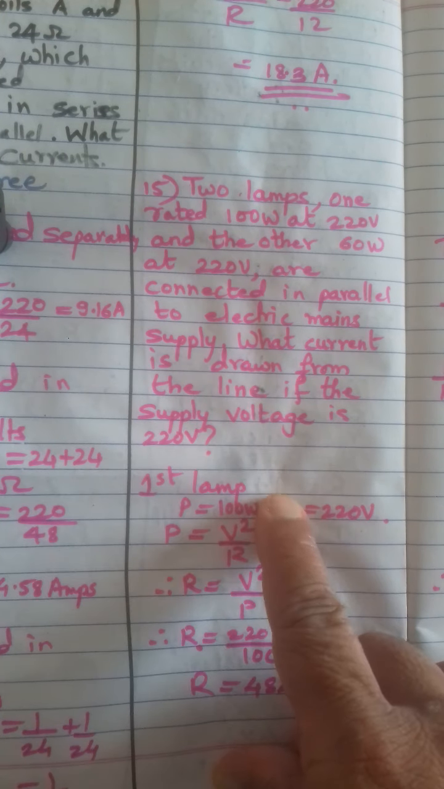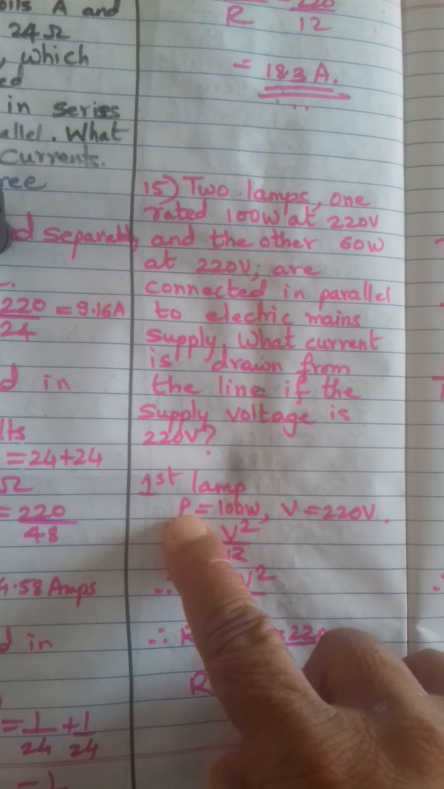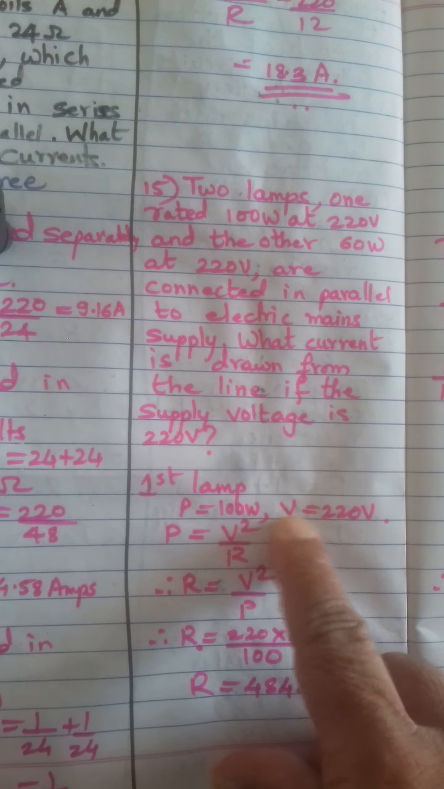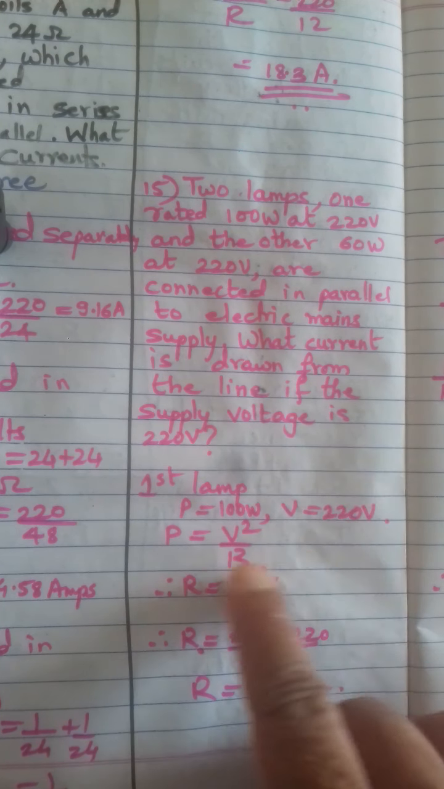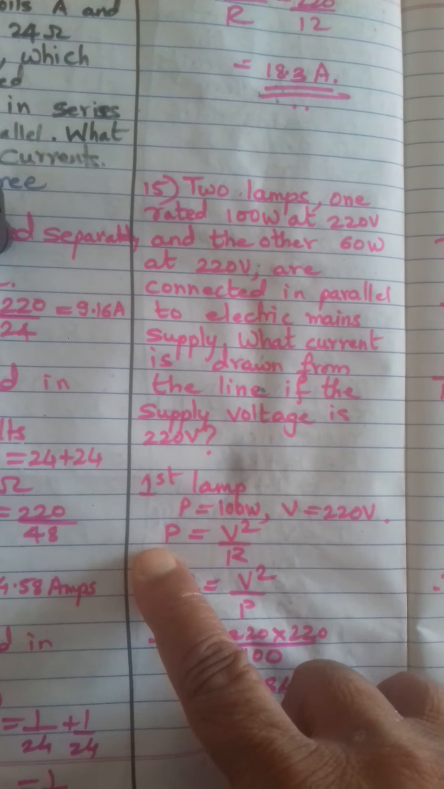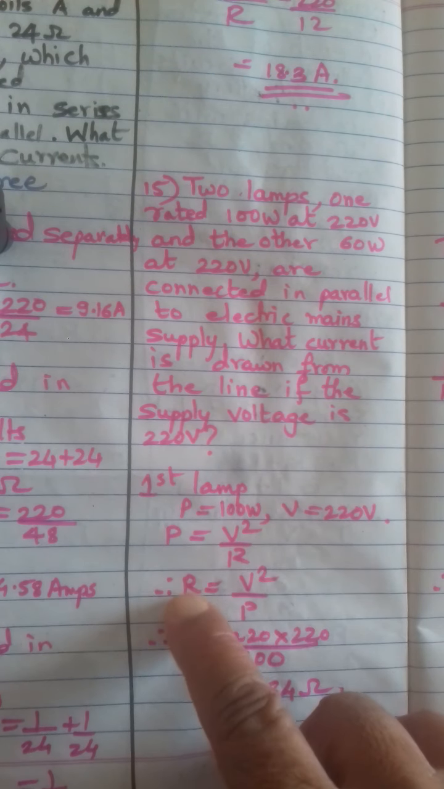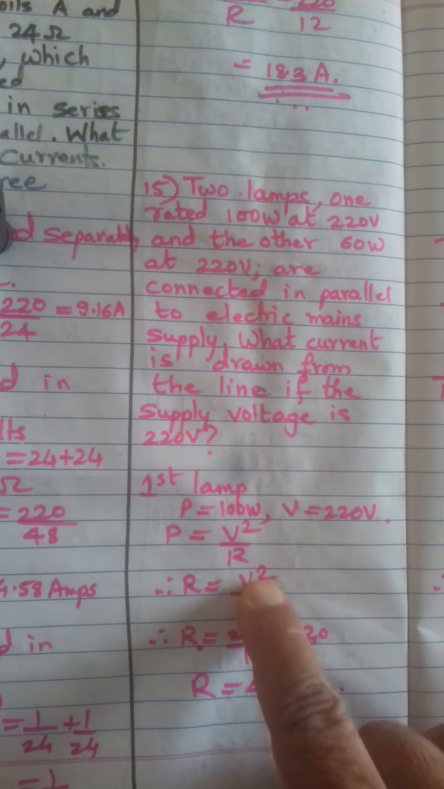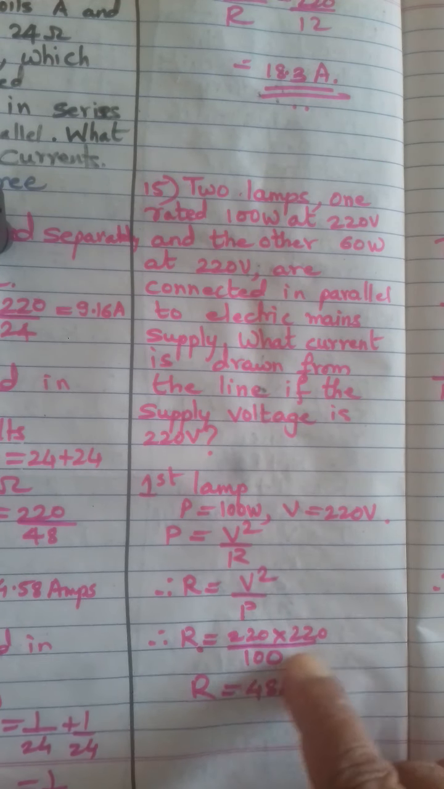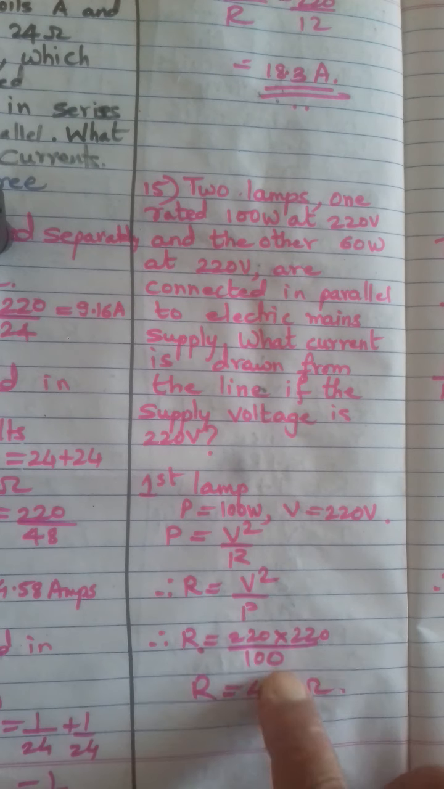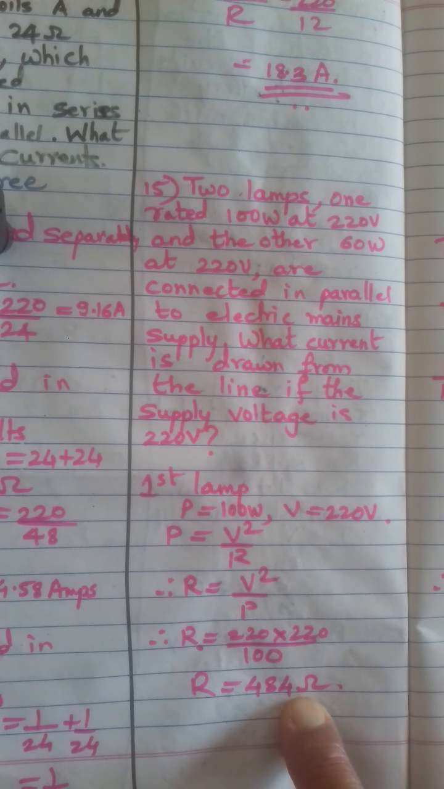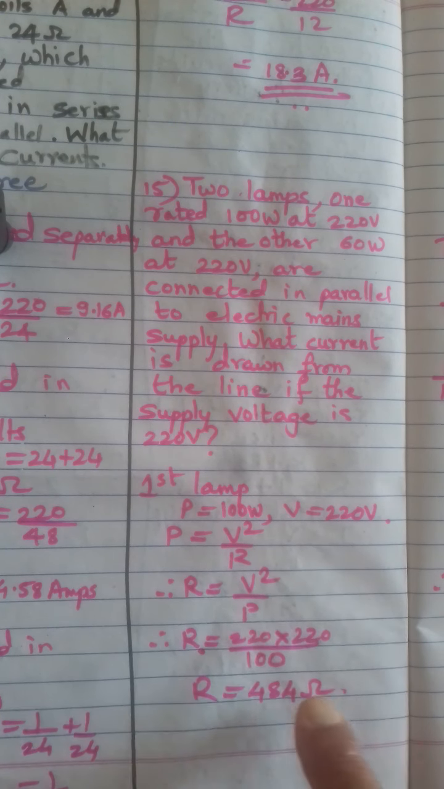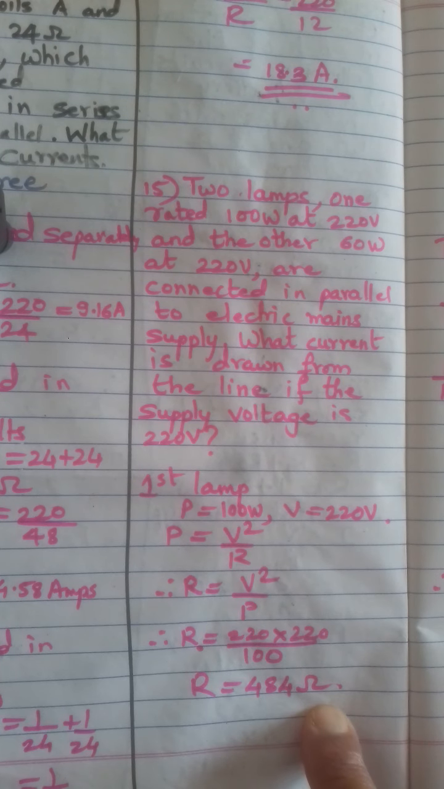Now first lamp, we'll see, it is rated, power is 100 watts, voltage is 220 volts, and we know one equation for power is P is equal to V square by R. So R is equal to V square by P. So R is equal to V square means 220 into 220 upon P is 100. If you solve this, you get R is equal to 484 ohms. This is the resistance of the first lamp.